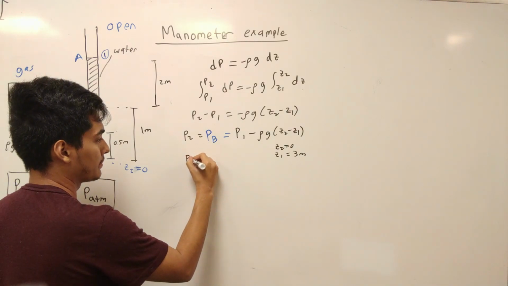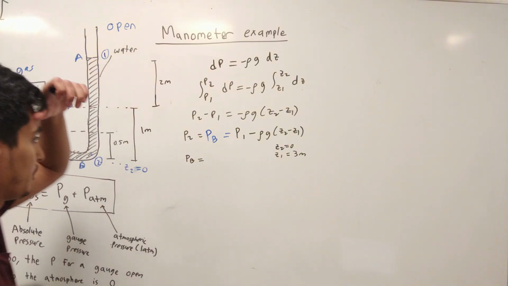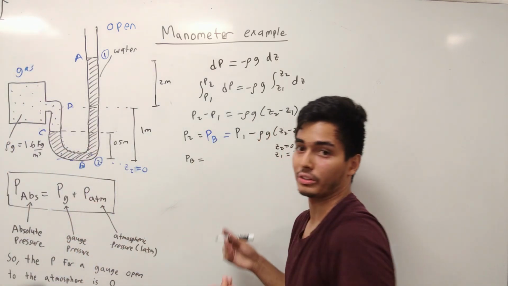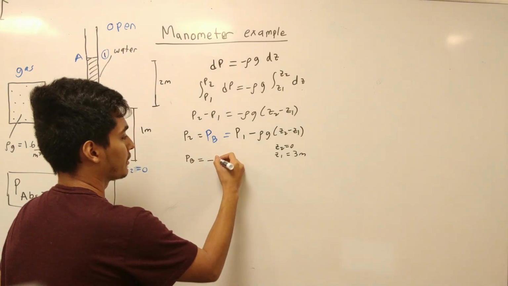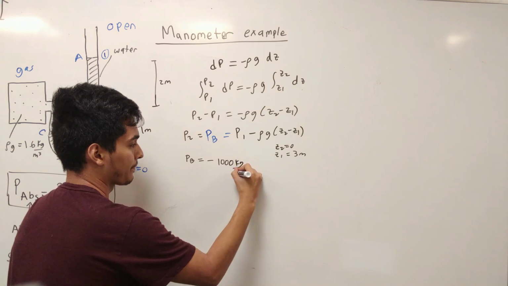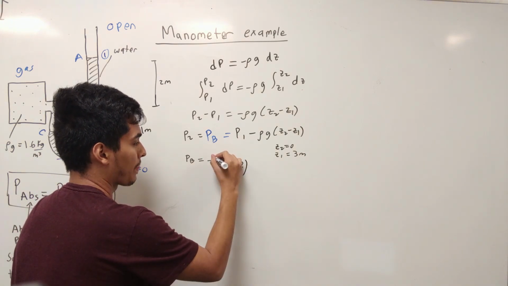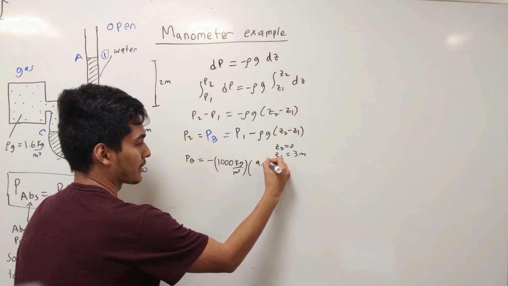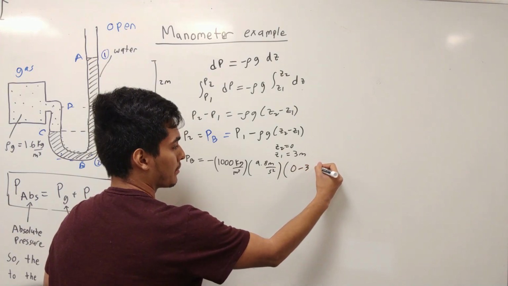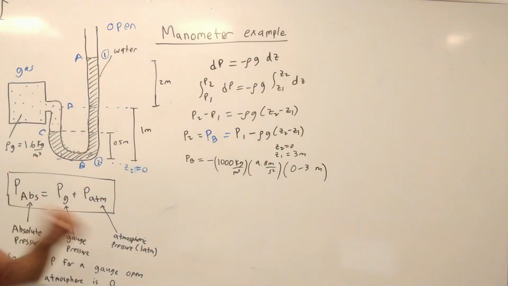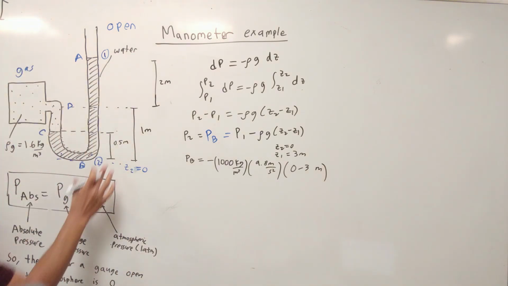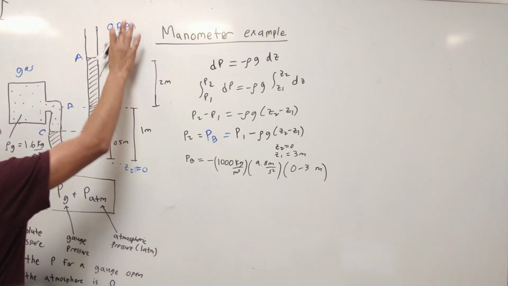We can calculate PB to be, well, P1, like I said, is atmospheric pressure. But remember, we're only caring about the gauge pressure. So that's going to be negligible. It's going to be negative times the density of water times the gravitational constant, 9.8 meters per second squared, times 0 minus 3 meters. Okay, so you can calculate that for PB. Does that make sense? So now we can erase this as 2 and this as 1.